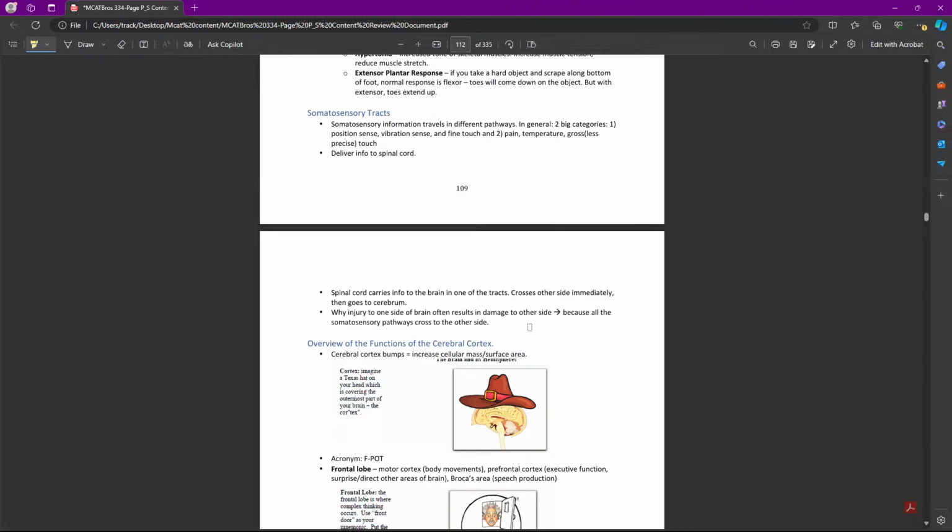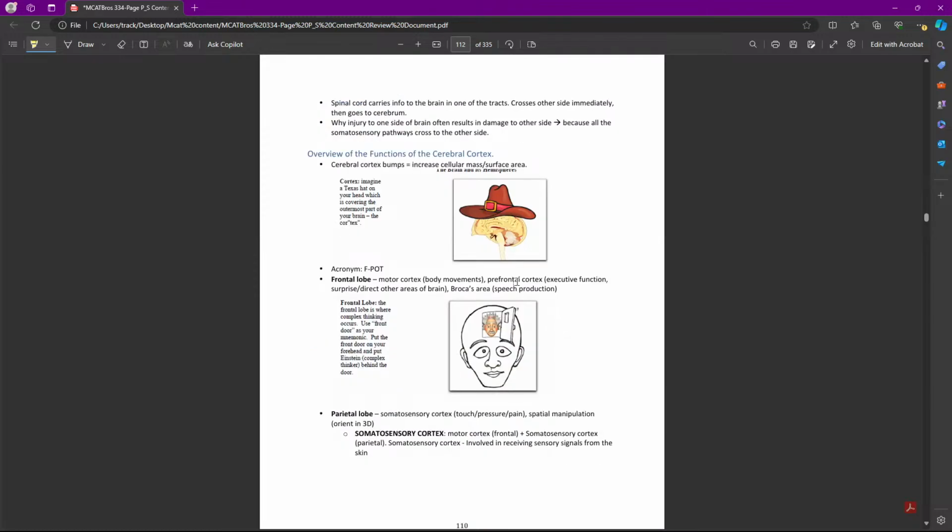So, an overview of the function of the cerebral cortex. The cerebral cortex has bumps that increase cellular mass and surface area, which we know from neuroscience. So, imagine a Texas hat on your head, covering the outermost part of your brain. Cortex, ha ha.